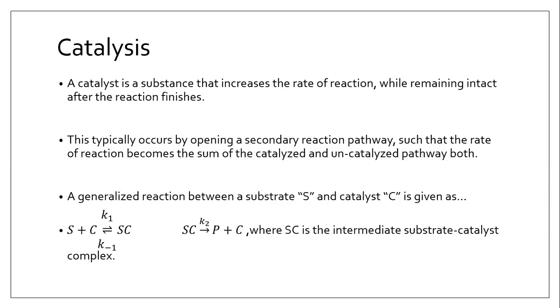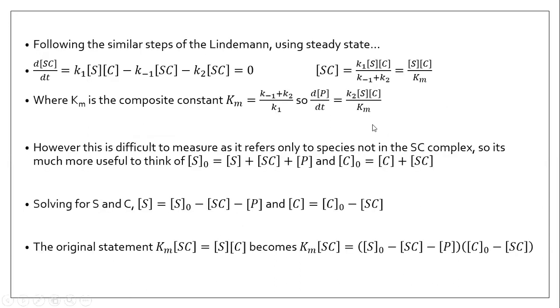So we can write a generalized reaction most times where substrate binds to catalyst reversibly, and sometimes that goes to product. Then reforms our catalyst again. So following a similar idea with Lindemann, using a steady state approximation, we can find the concentration of the substrate catalyst intermediate. Say that k1 times S times C, minus k minus 1 times SC, minus k2 times SC equals 0.